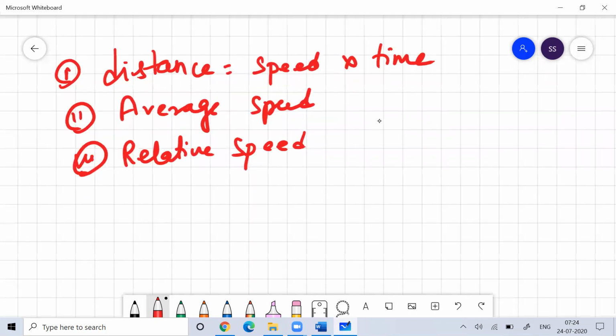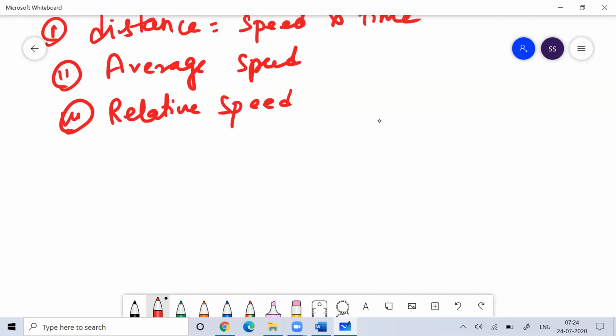When we talk about relative speed as a concept, we use it whenever we talk about the frame of reference in which two objects are moving. Whenever two objects are moving, the relative speed is the cumulative value of the speed of the two objects. That is what we work on.